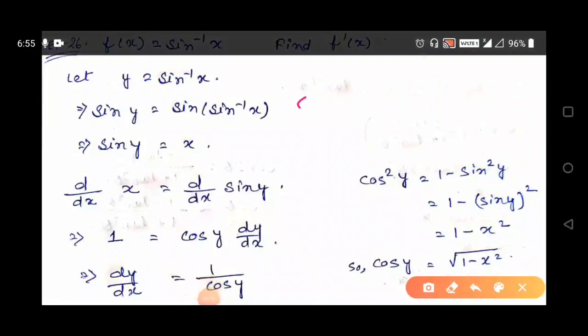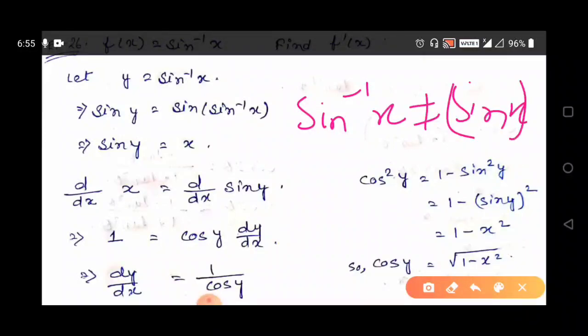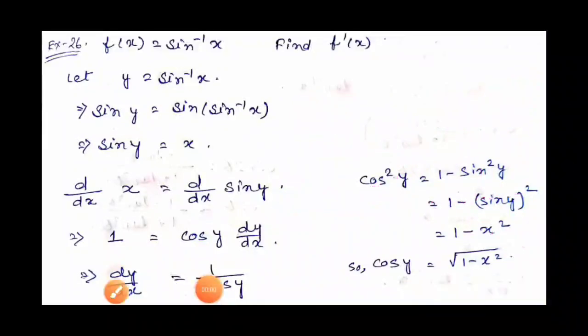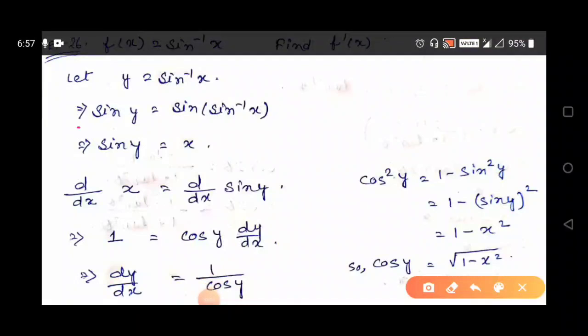Here the important point is sin inverse x is not equal to (sin x) whole inverse. (Sin x) whole inverse is equal to 1 by sin x. But we cannot write sin inverse x equal to this 1 by sin x. Now we will write sin y is equal to sin inverse x. So from here we will get sin y is equal to x.